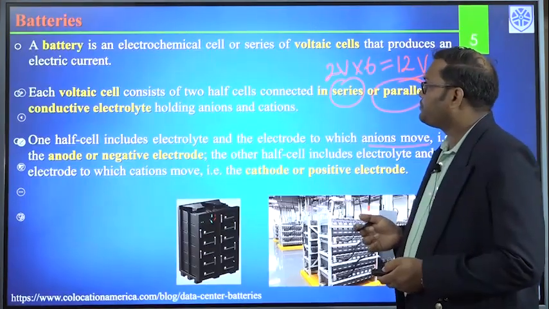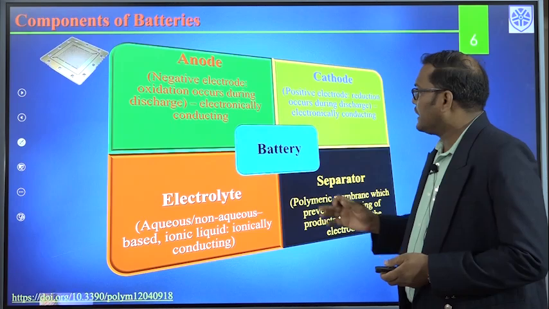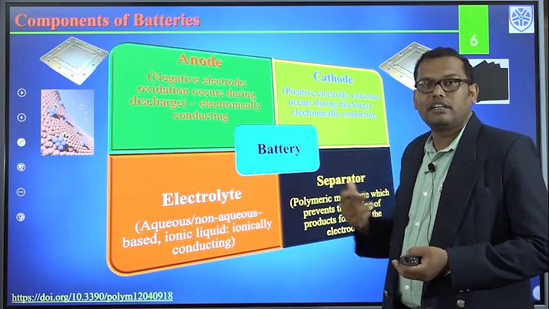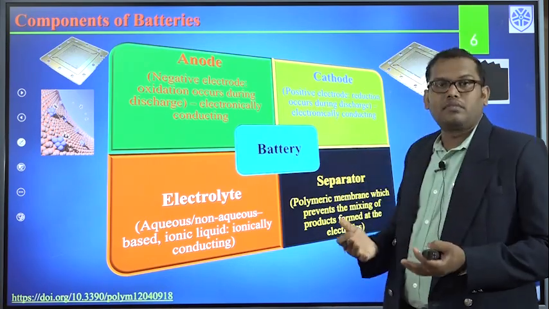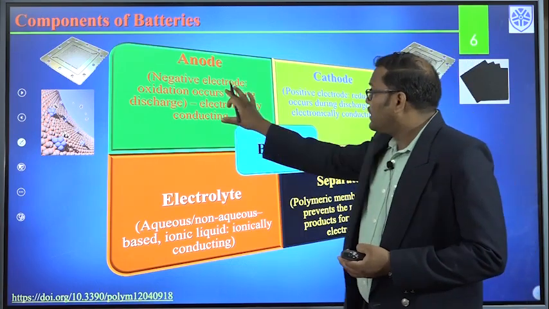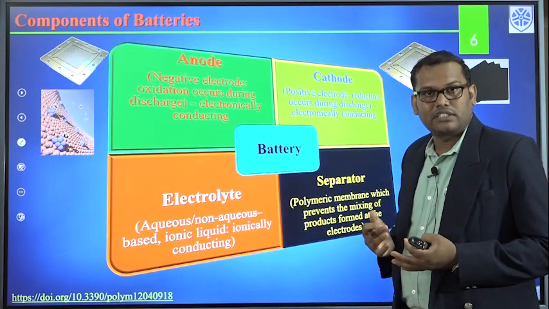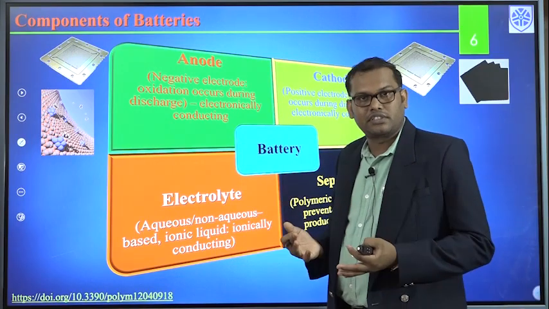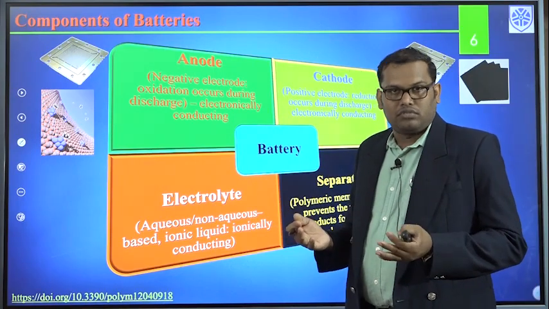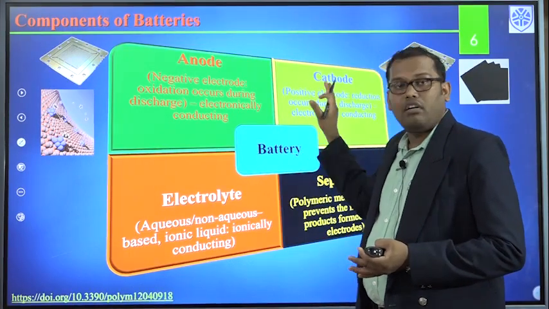Let us understand the components of a battery. A very simple way to represent it: you have the anode, which is called the negative electrode, where oxidation happens and you get the electrons, and the cathode, which is called the positive electrode, where generally reduction occurs during the discharge process. Both anode and cathode should be electronically conducting, that means you should use certain metals or materials with very high electronic conductivity as an electrode, otherwise you cannot use them. That is a very much required criterion for the electrodes, be it anode or cathode.